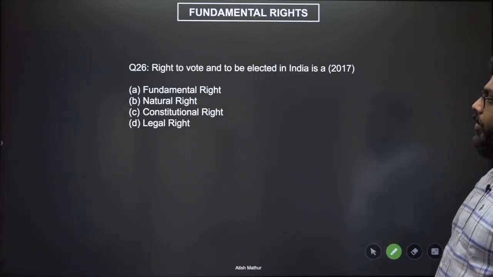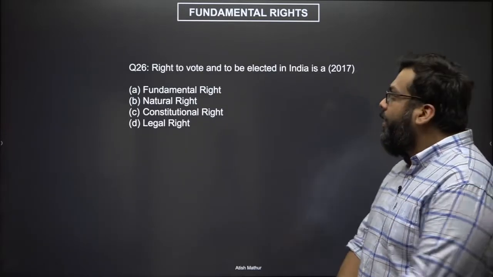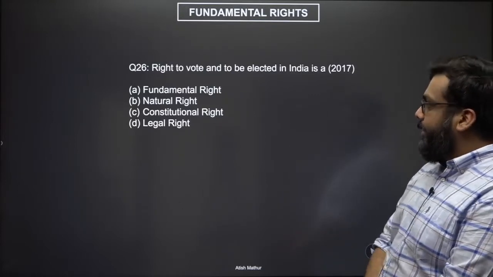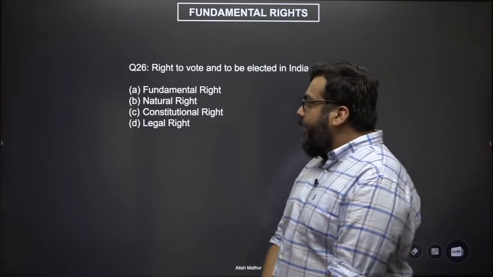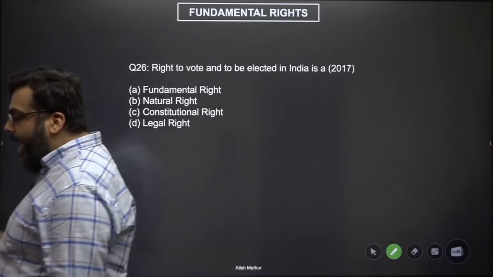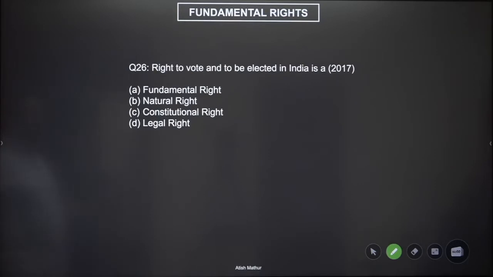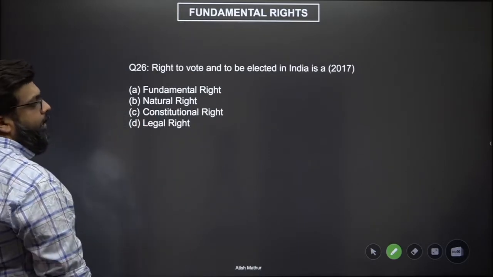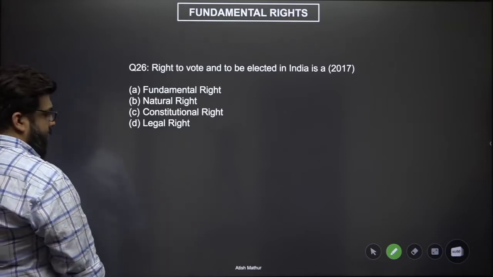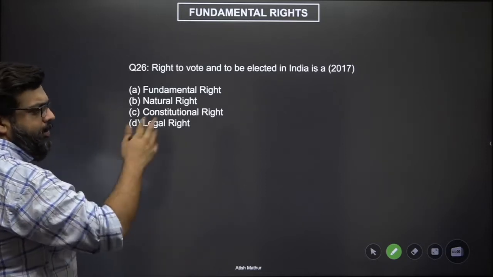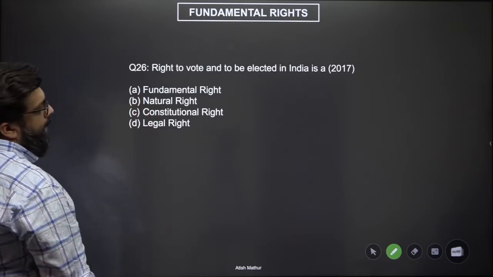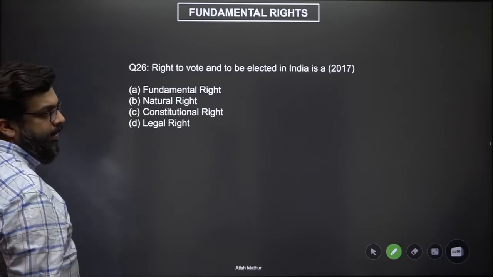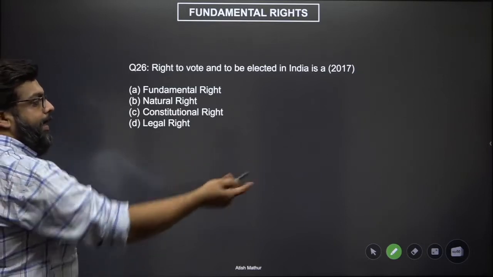Now, a controversial question, but an important one. The right to vote and be elected in India is... If it was just the right to vote, then we would have spoken about it only in the context of it being a constitutional right, because your Election Commission, Article 324, talks about universal adult franchise. But the right to be elected, right?